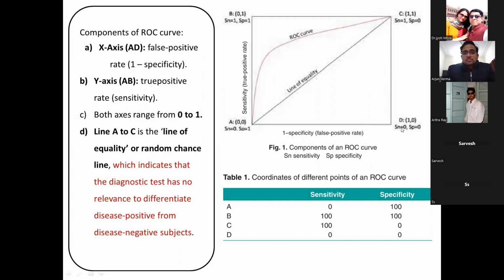Understood? So at the A point, the sensitivity will be 0 and the specificity will be 100%. At the B point, both sensitivity and specificity will be 100%. At the C point, the sensitivity will be 100%, but specificity will be 0. And at the D point, both sensitivity and specificity will be 0. So D point is the worst, B point is the best. And these curves are plotted between 0 to 1 on the x-axis as well as on the y-axis.